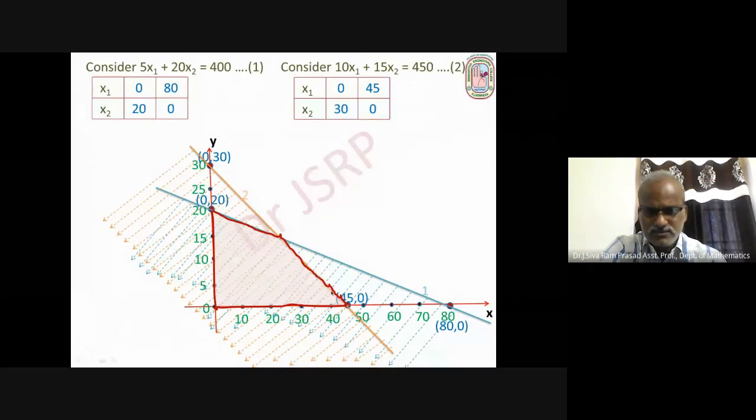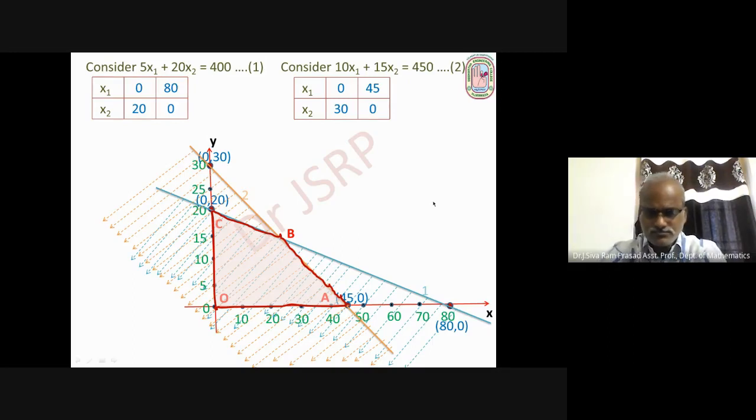And this is the intersection of 2 boundaries, this one and this one. So this is one extreme point. This is also another extreme point, the intersection of this boundary and this boundary. So the extreme points are this point O, this point A, this point B, and this point C. So O, A, B, C. These 4 are extreme points of this feasible solution region.